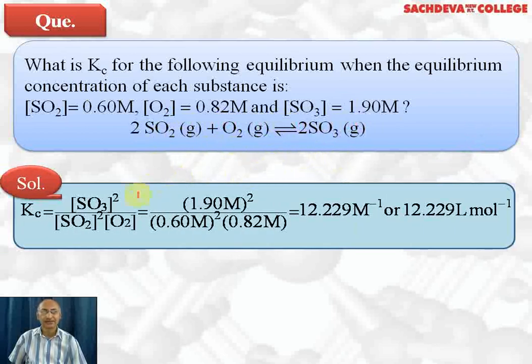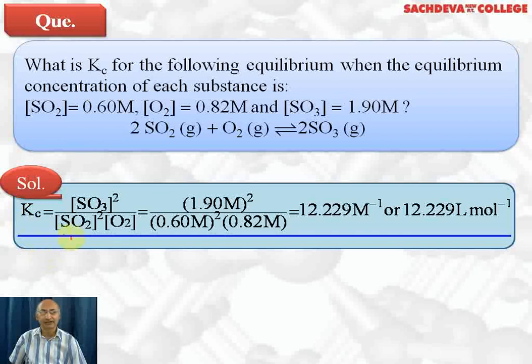Now the first step is to write the expression for Kc. Kc will be equal to the molar concentration of SO3 raised to the power 2. Why raised to the power 2? Because its coefficient is 2. Divided by the molar concentration of SO2 raised to the power 2 because its coefficient is 2, and the molar concentration of oxygen raised to the power 1 because its coefficient is 1.